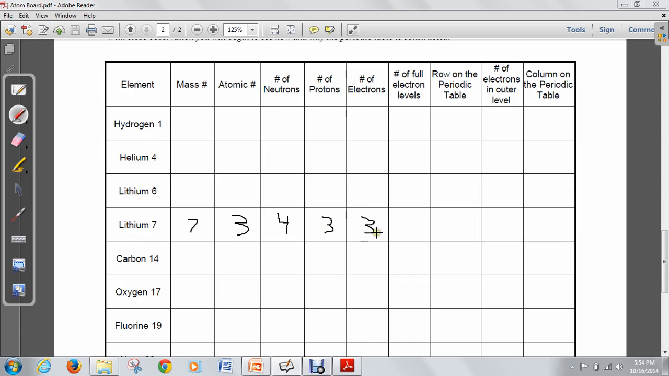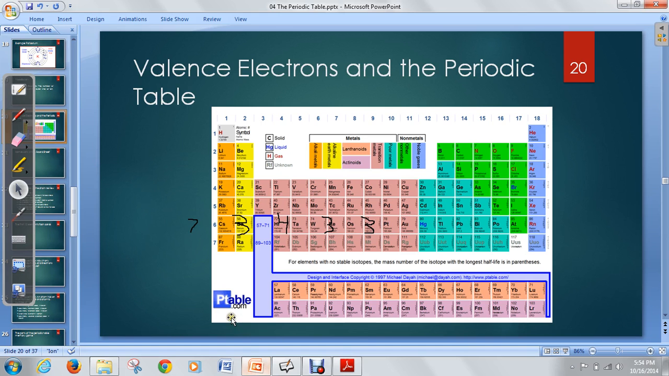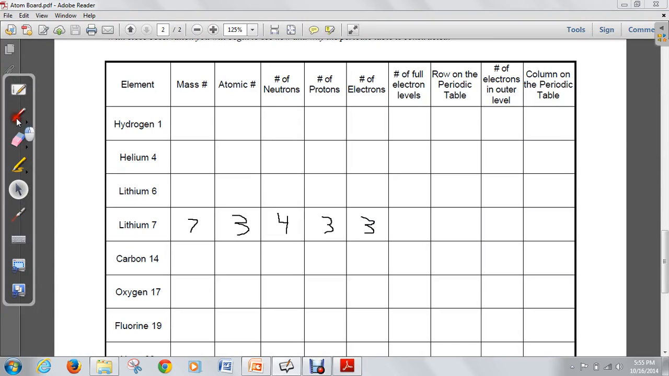Now the number of full electron shells, or electron levels, is going to be the same as the row on the periodic table. So I go back to our periodic table and there's lithium, on the second row. So this 2 right there is the second row. That means that lithium has 2 electron shells, or 2 electron levels. So let me write that 2. And it's also on the second row of the periodic table, so these should match.